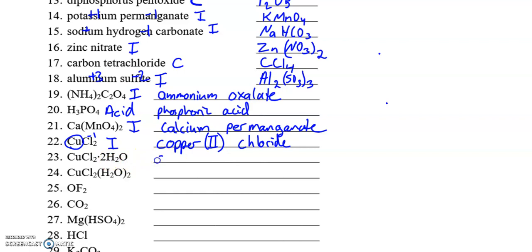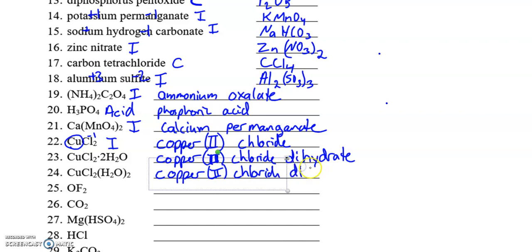There you go. Alright, this one is the same compound with some water attached to it. So that's going to be copper 2 chloride. And it's got 2 waters, so di for 2 hydrate. Alright, this one, different way of writing the same formula. Same thing, copper 2 chloride dihydrate.